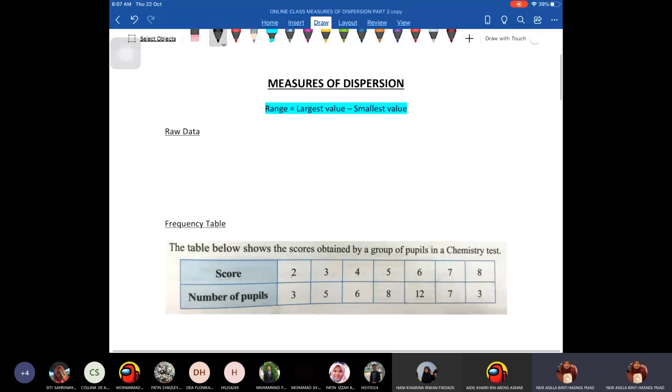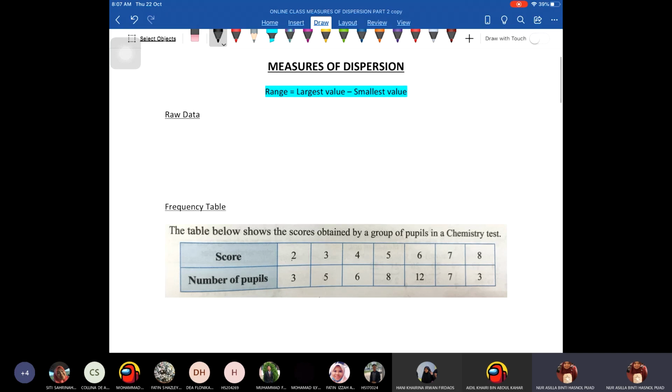Okay, so hari ni teacher akan masuk topik 8.2. If you have your textbook, you can refer to that textbook 8.2. If not, I'm going to just tell you here lah. Okay, 8.2 adalah berkenaan measures of dispersion. Okay, this is all about statistics. Okay, first dalam 8.2 kita akan belajar pasal range.